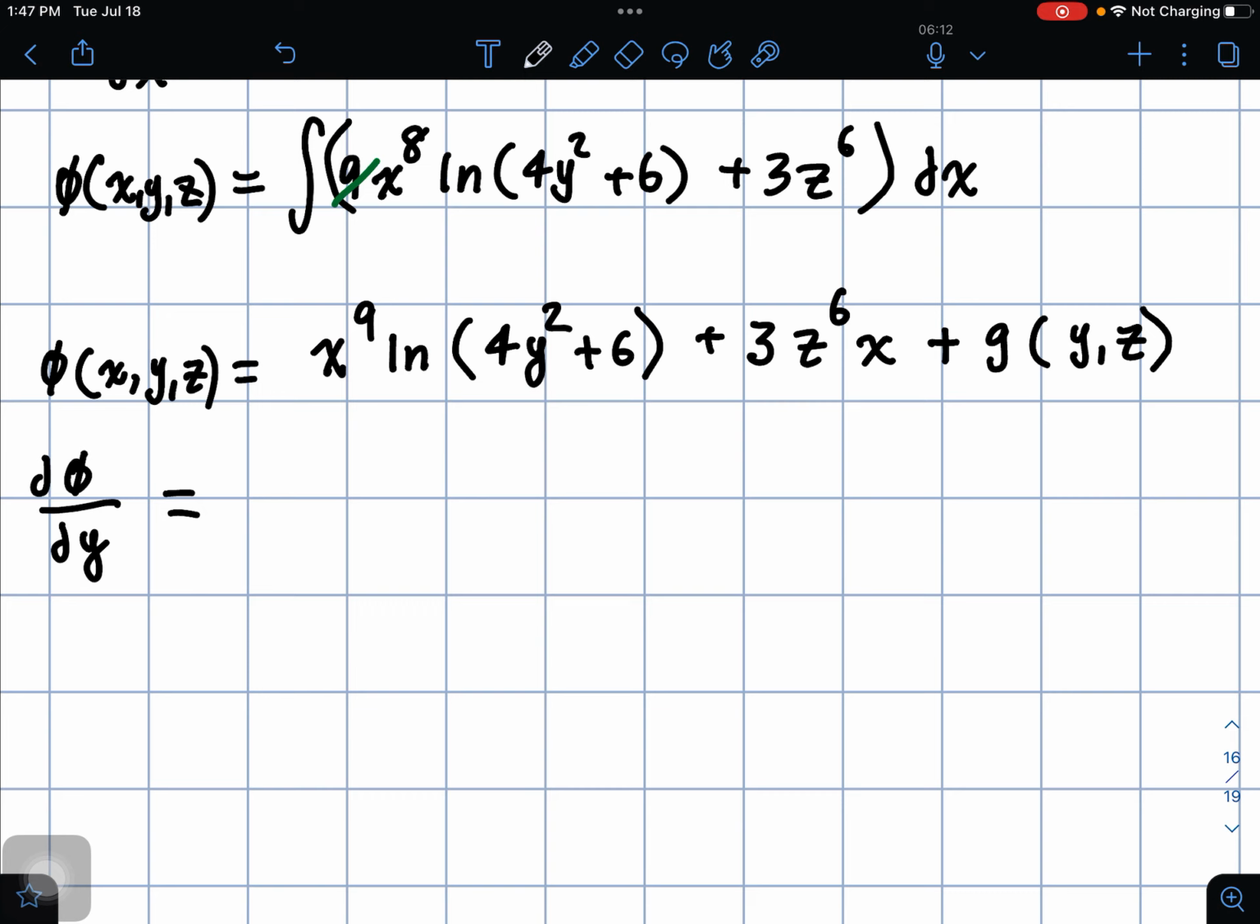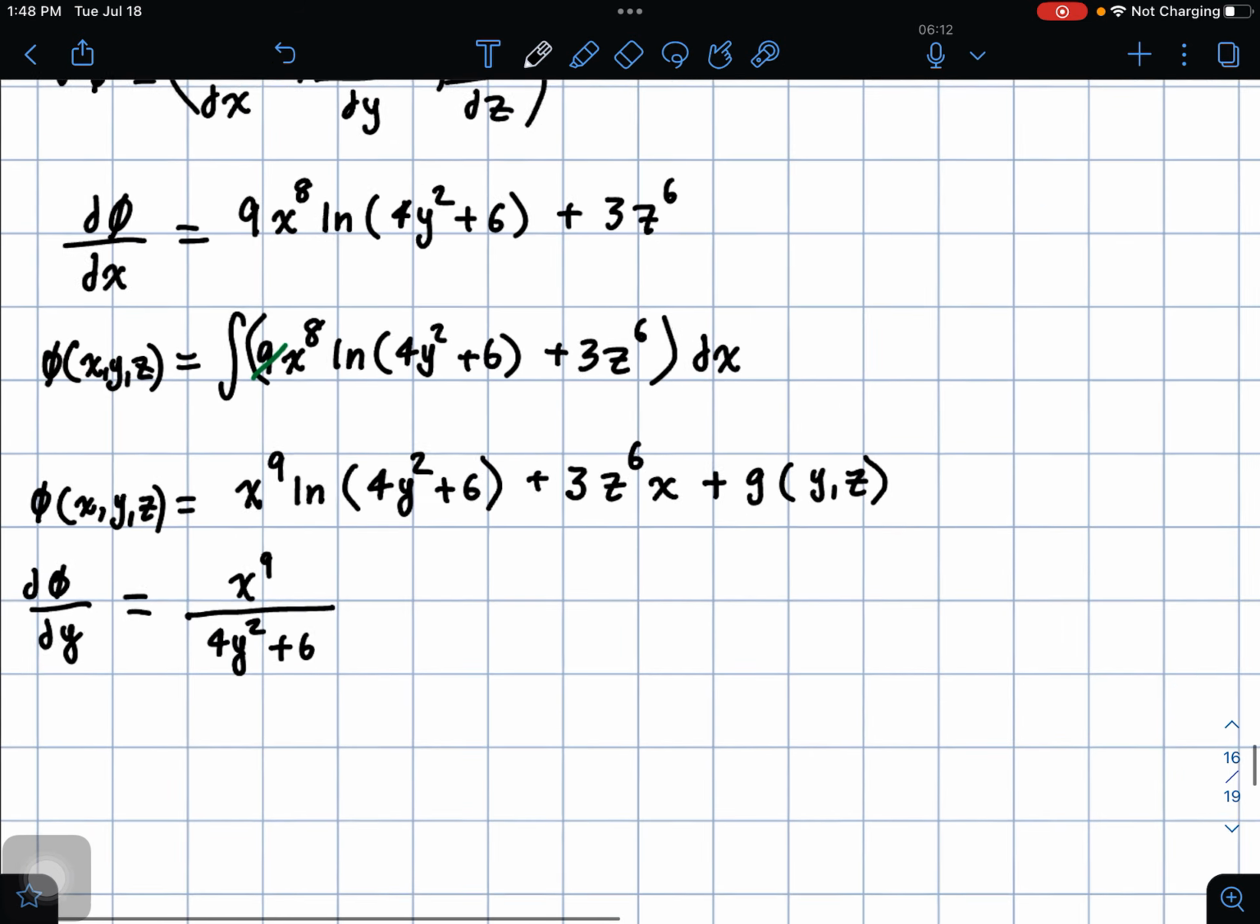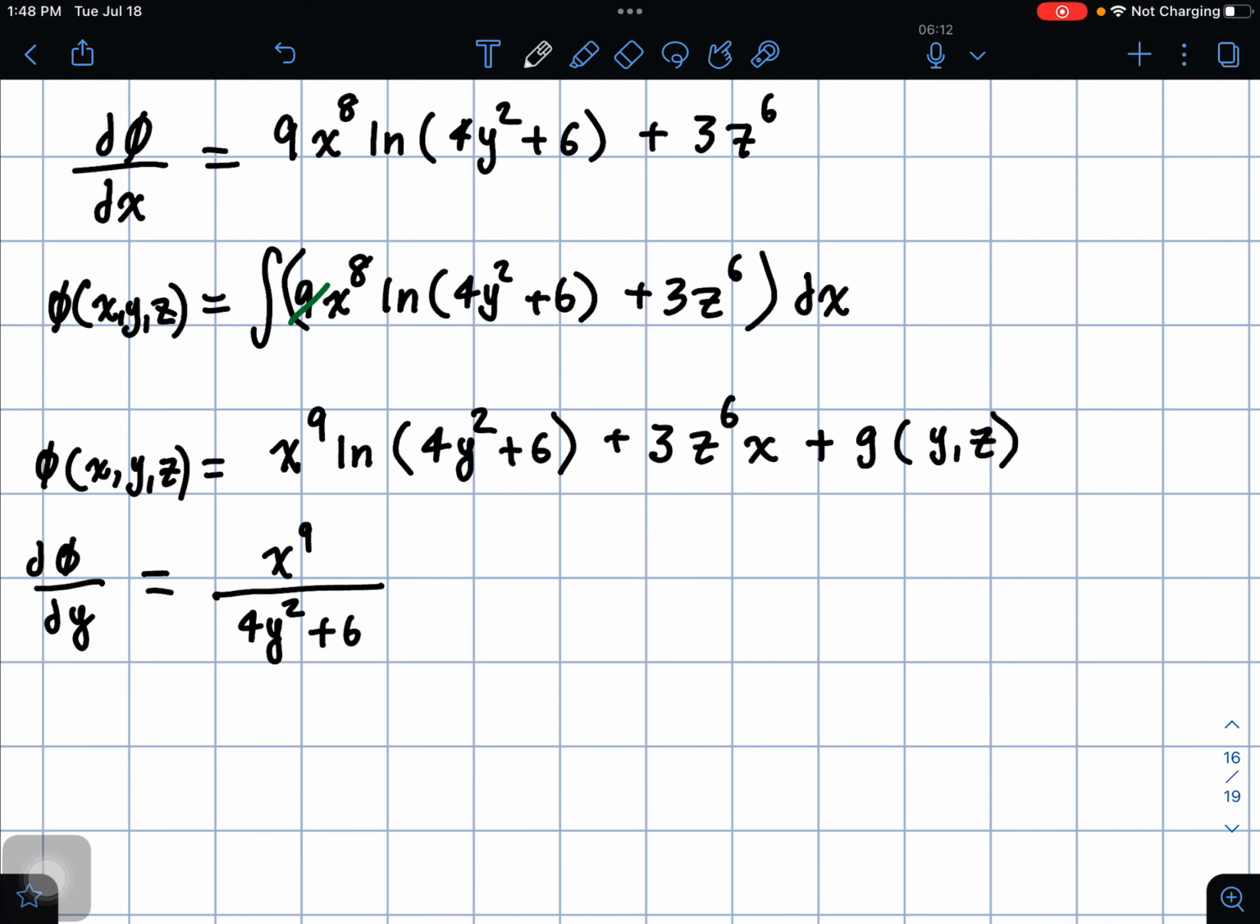Okay, so if you look at this, it turns into x to the 9 over 4y squared plus 6, right. Okay, yeah, and then we have to take the derivative of this and multiply it, right? So that's 8y. That's it. The 6 disappears. This thing right here disappears because there's no y, and this just becomes g prime.